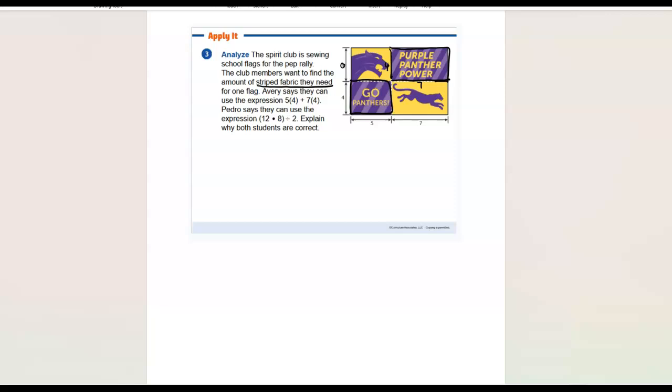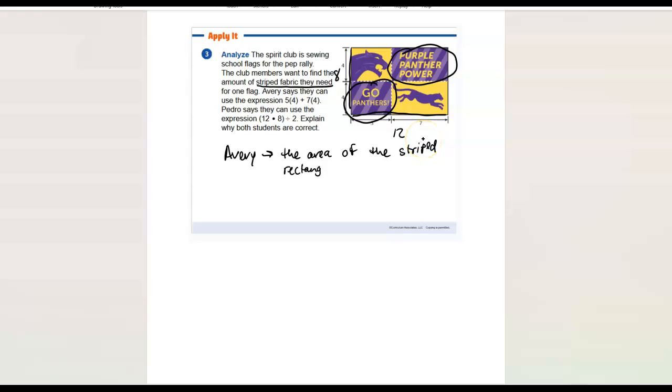Pedro says, hey, we can just do 12 times 8, meaning we can do everything on the bottom, 12, everything on the side, 8, and then divide by 2, because basically these 2 sections take up exactly half the flag, because they are the opposite of the other 2 sections. Explain why both students are correct. Well, Avery is just going to go ahead and take the area of the 2 striped rectangles and add them together, which would be correct.